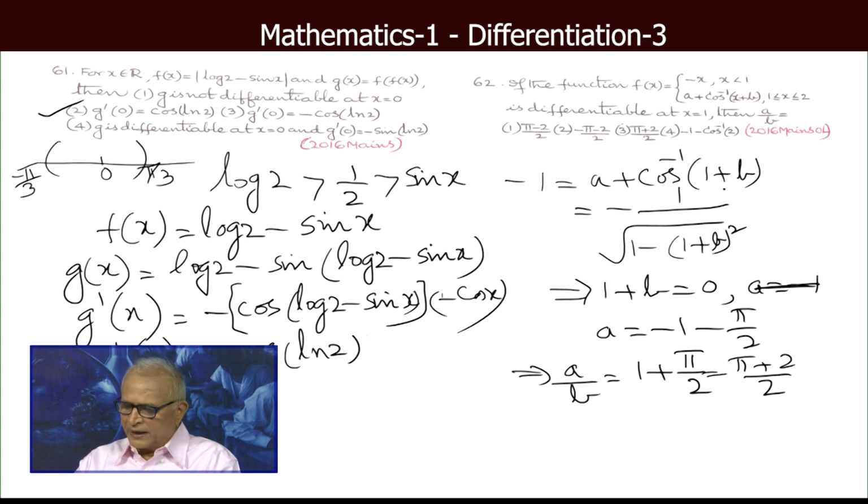So, (1 plus b) whole square is 0, or 1 plus b is 0, or b equal to minus 1. And when b equal to minus 1, what is a? Arc cosine 0 is pi by 2, so a equal to minus 1 minus pi by 2. And therefore, a by b is (minus 1 minus pi by 2) by minus 1, which is 1 plus pi by 2 or (pi plus 2) by 2, which is of course the third option.